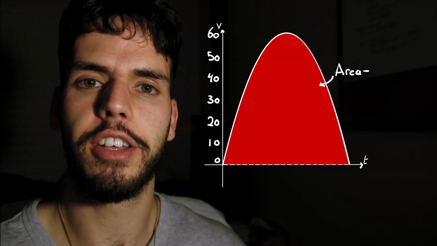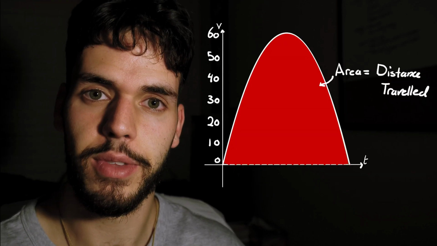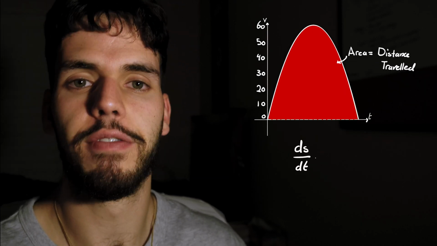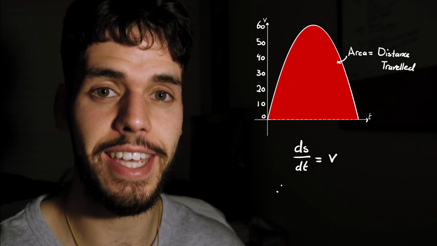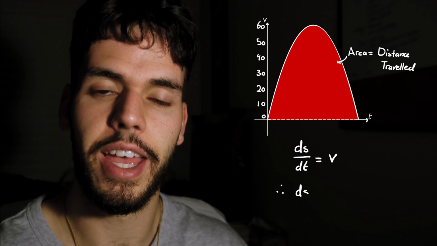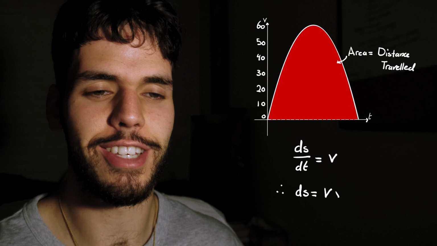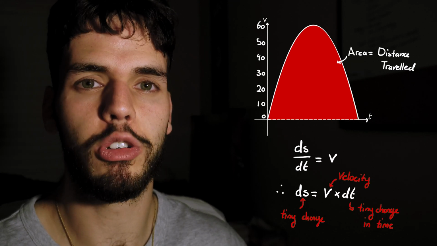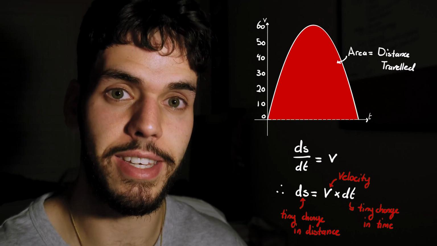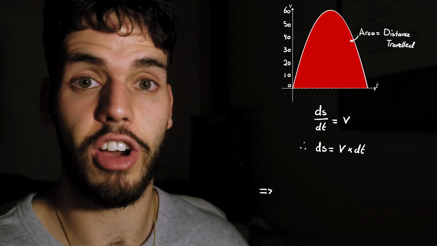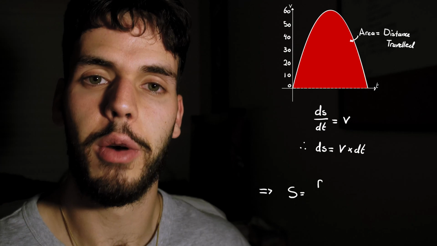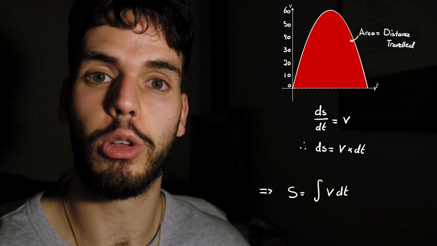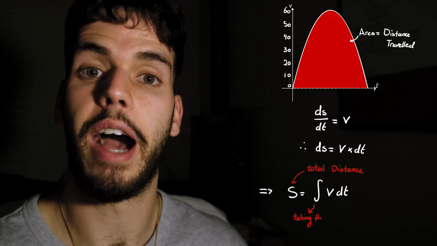We know that the area under the graph is our distance, yes? And we also know that a tiny change in distance, ds, divided by a tiny change in time, dt, is equal to our velocity. And with that, we can rearrange it and say that a tiny change in distance, ds, is equal to our velocity multiplied by our tiny change in time, dt. Summing over each change in time, dt, and taking the integral, we can say that our total distance traveled is equal to the integral of v multiplied by dt over our interval.